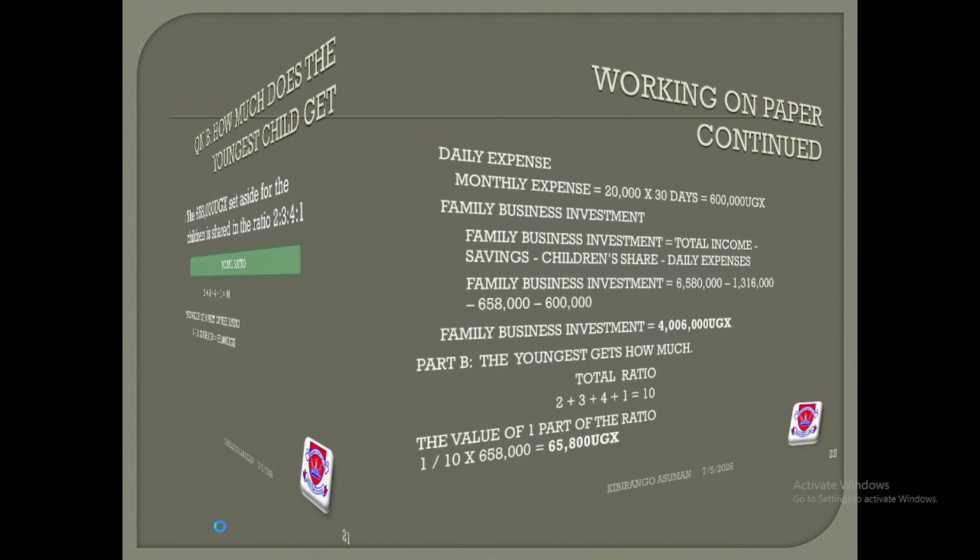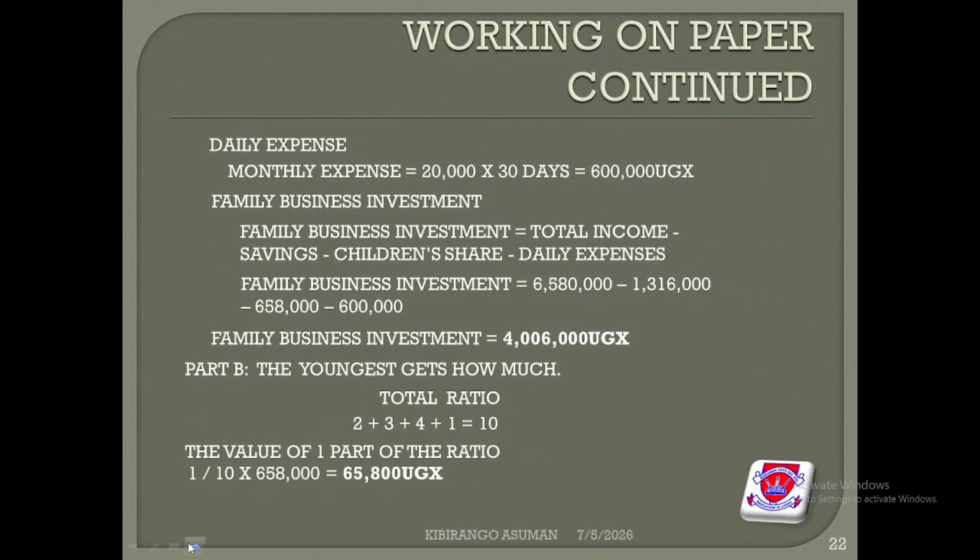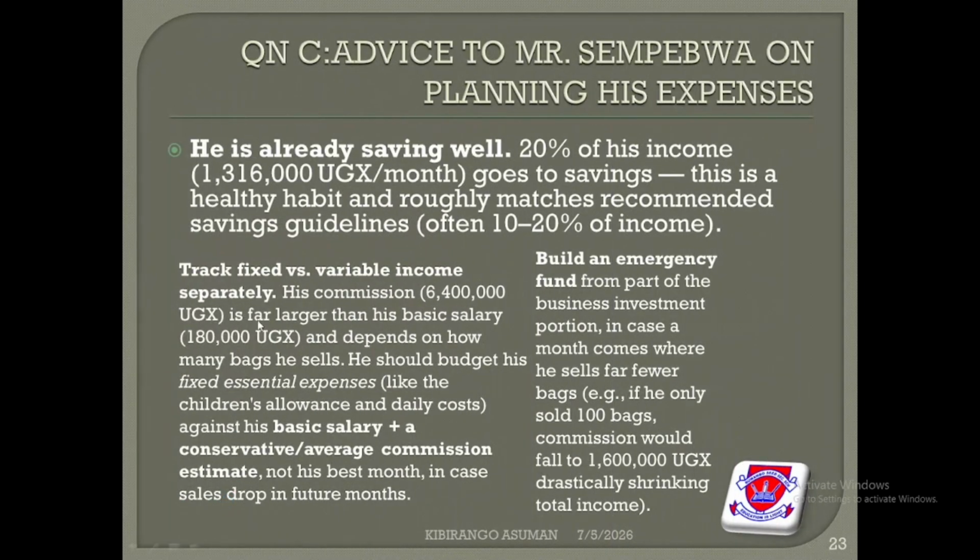So this is the amount which the youngest child got. The next thing is that we will work this on paper to be the same. Part C says, advice to Mr. Sempebwa on planning his expenses. What can we advise Mr. Sempebwa? We say that he is already saving well, 20% of his income, which is 1,316,000 per month. This is a healthy habit and roughly matches recommended saving guidelines of 10 to 20% of the income.